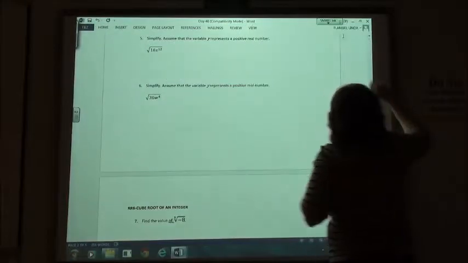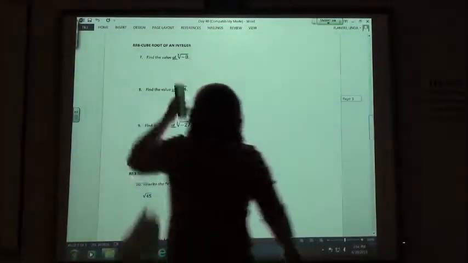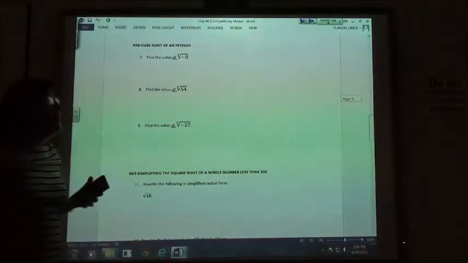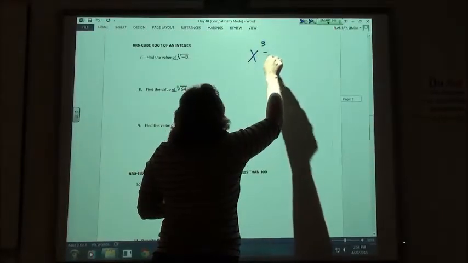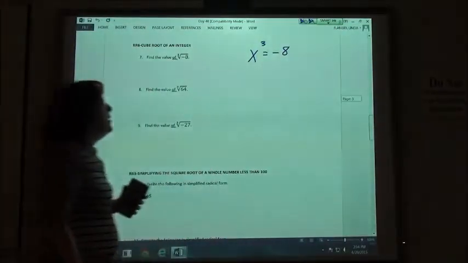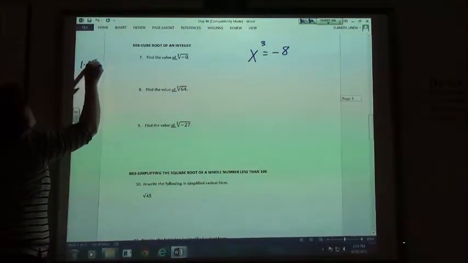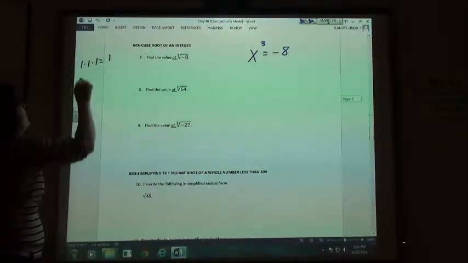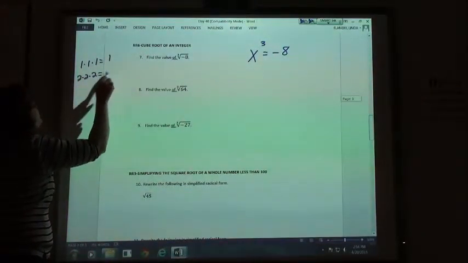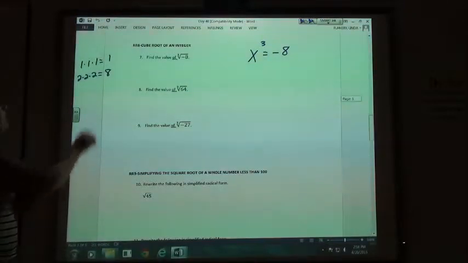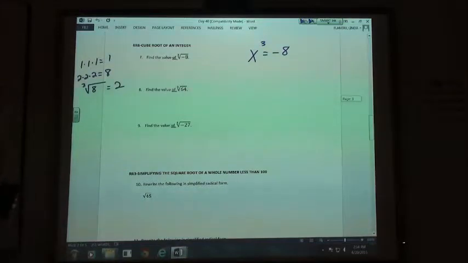The next ones, doing cubed roots. The cubed root is opposite of cubing. So I'm trying to figure out what number to the 3rd power would give me negative 8. Well, if I'm thinking about it, I want to start 1 times 1 times 1. Well, that's just 1. 2 times 2 times 2. 2 times 2 is 4. 4 times 2 is 8.